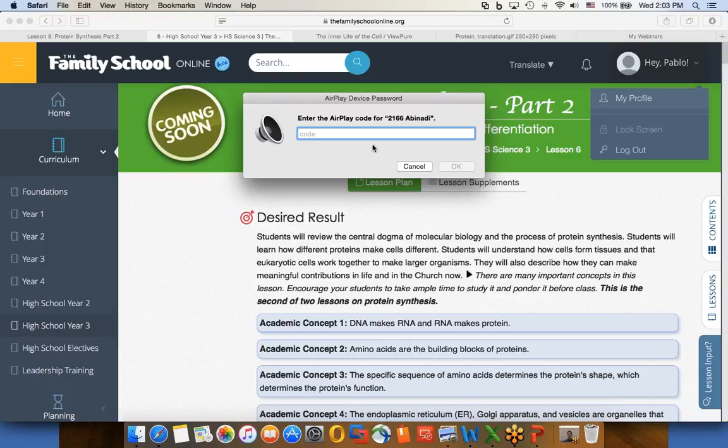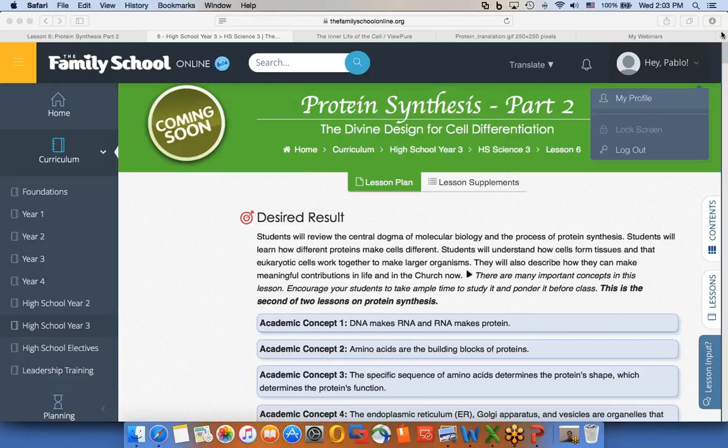Enter, what is that? AirPlay device password. I don't know what that is. I hope that this is still recording correctly. Okay.